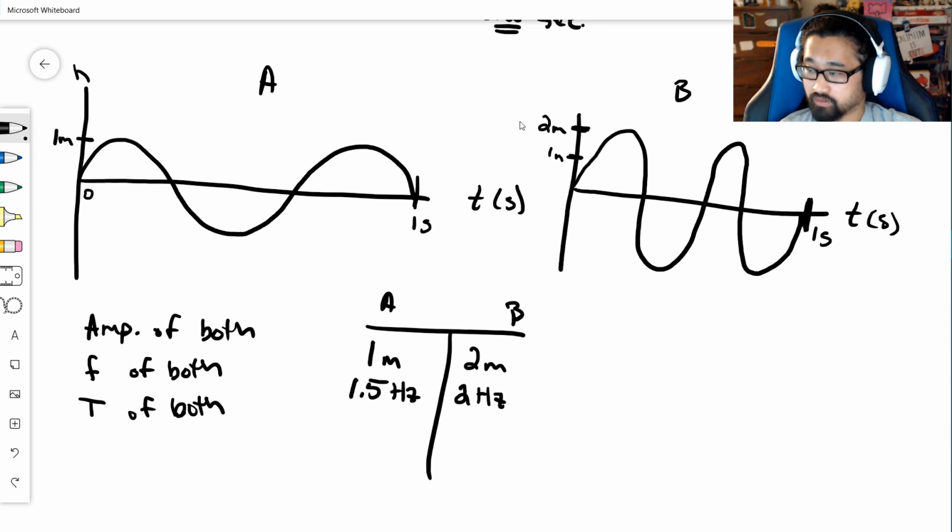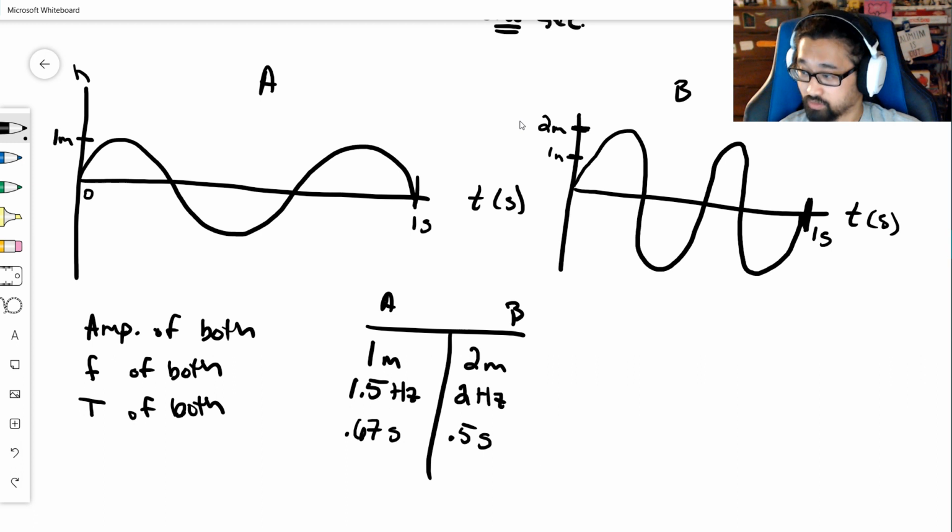The period is a little funny, because period is how long it takes for 1 wave to go by. Well, B is fairly straightforward. It took 1 second for 2 waves to go by, so it'll take 0.5 seconds for half a wave to go by. Here, if it took 1 second for 1.5 to go by, divide 1 by 1.5, right? 1 divided by 1.5 is 2 over 3. That's 0.67 seconds to get the period, or 2/3 of a second.